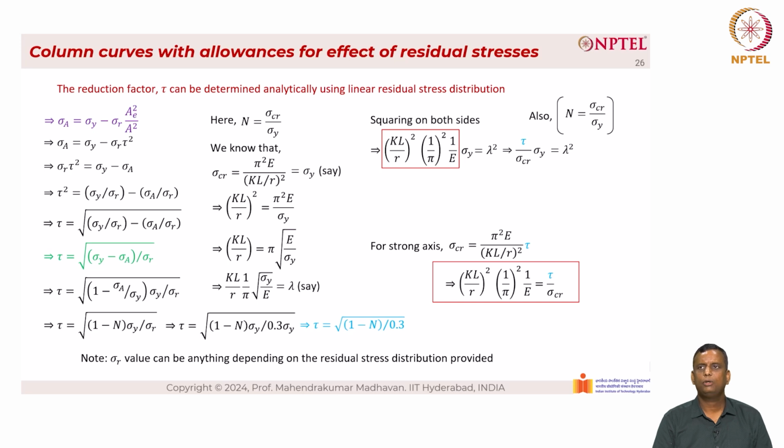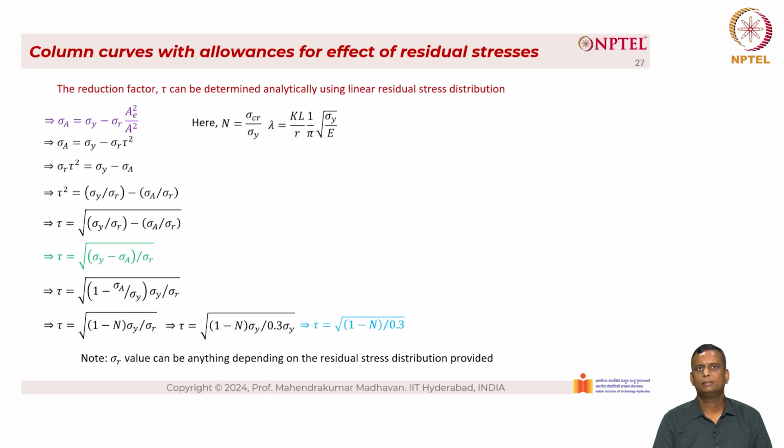Now, we also know that n equal to sigma critical by sigma y. So, tau by n is equal to lambda square, and n equal to 1 by lambda square into tau for strong axis, and n equal to 1 by lambda square into tau cube for weak axis. So, here we can say that for strong axis, sigma critical is pi square E divided by KL by r the whole square into tau. This implies that n equal to 1 by lambda square into tau, and lambda x now is equal to root of tau by n. So, lambda x represents the slenderness in the major axis or strong axis, which is given as lambda x equal to root of 1 minus n divided by 0.3 divided by n.